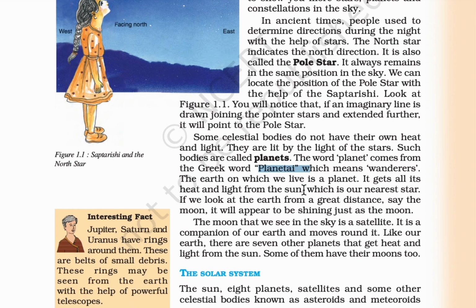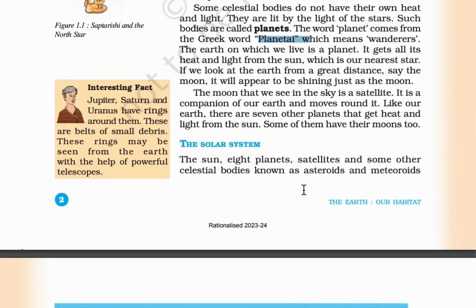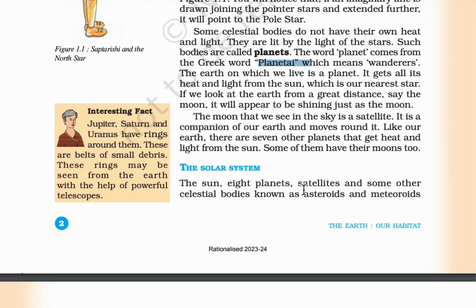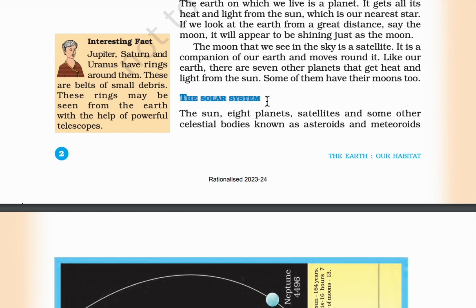The small bodies that revolve around the earth are called satellites. Satellites are generally of two types: one is natural satellites and the other is artificial satellites. Our earth has only one natural satellite, called the moon. The moon also gets light and heat from the sun. The next topic is the solar system.